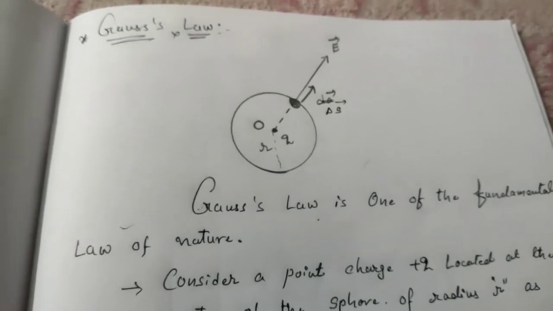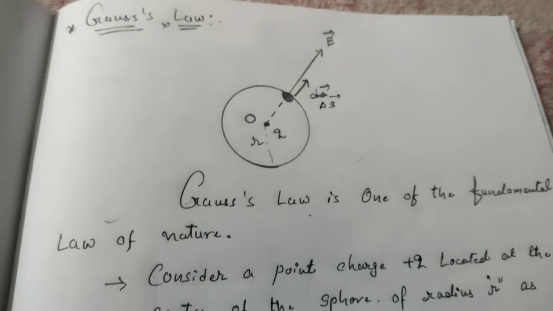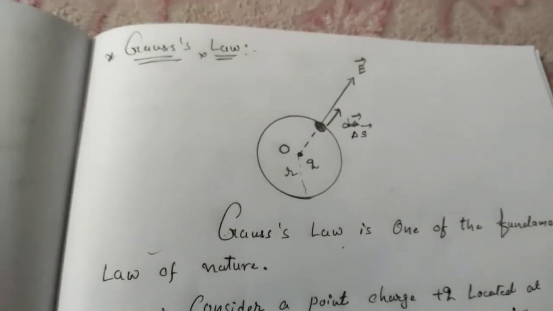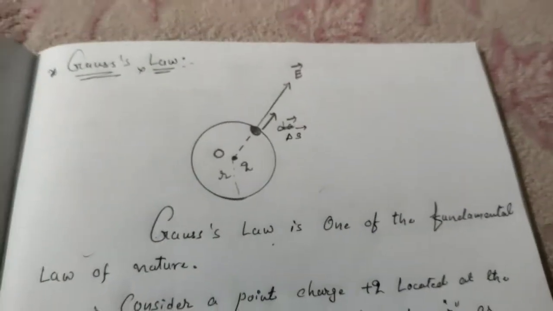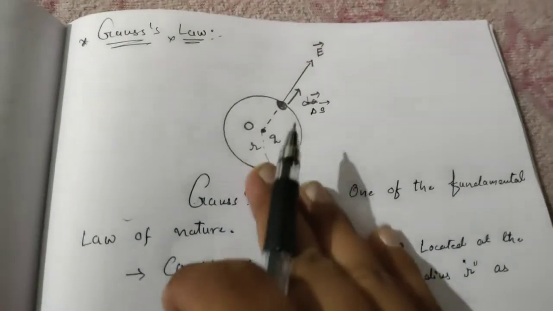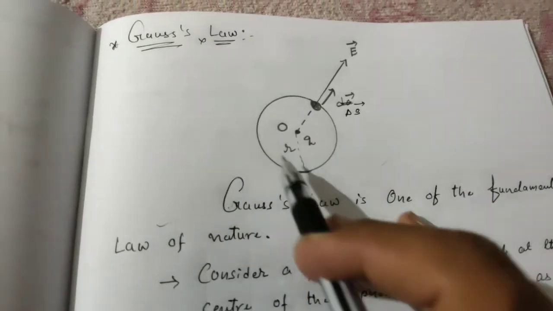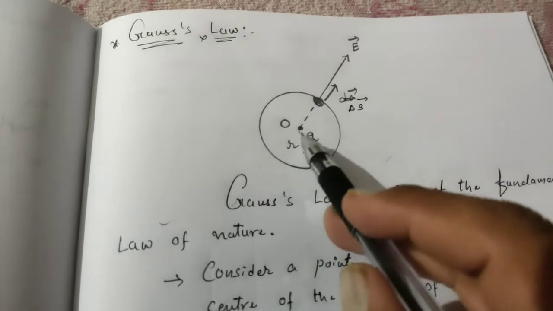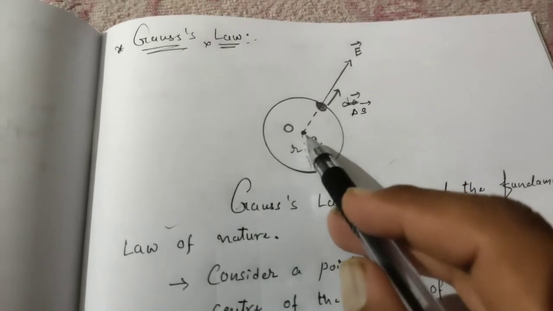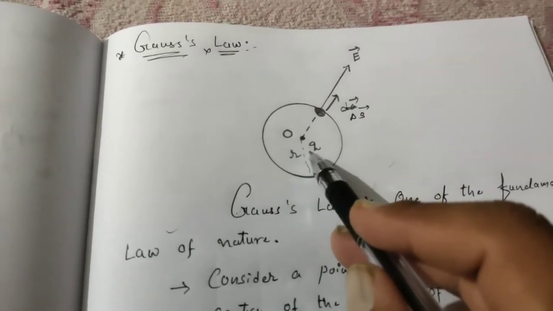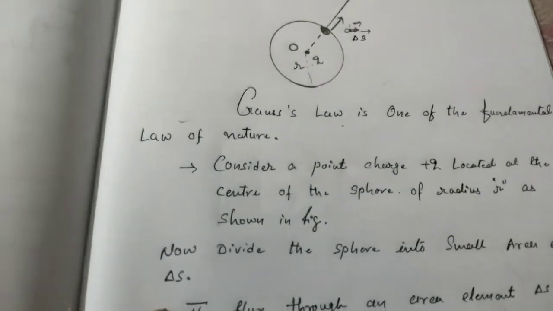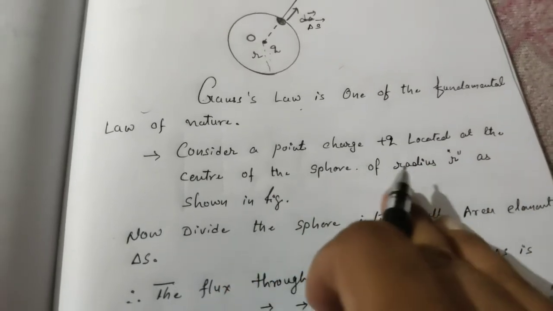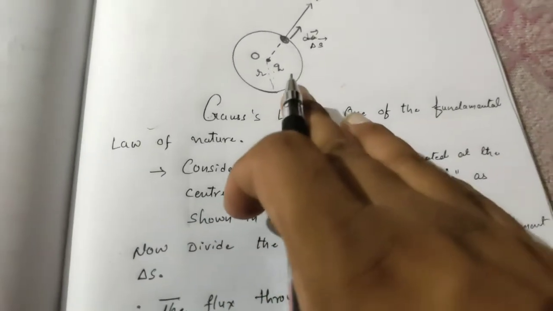Remember, in the final exam, you will get one question from this topic. So this is initially how to solve Gauss law that we are going to see. Consider this is one sphere having radius small r, and at the center of the sphere a positive charge q is located. So that I am writing over here: consider a point charge q located at the center of a sphere of radius small r, as shown in the figure.